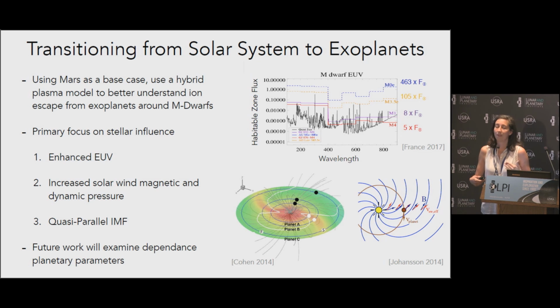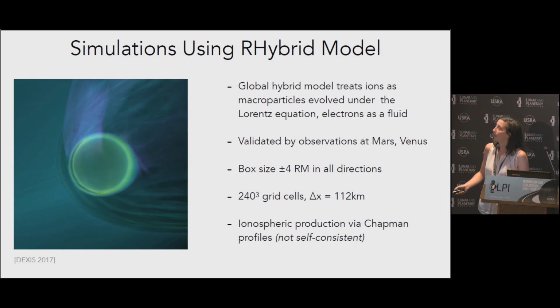But because M dwarfs are dimmer and the corresponding habitable zone is much closer to the star, the IMF is much more likely to be radially oriented, or parallel to the direction of the solar wind velocity. In the future, I'm going to look at how these results will change with different planetary parameters, but right now just focusing on a Mars-type planet to start with.